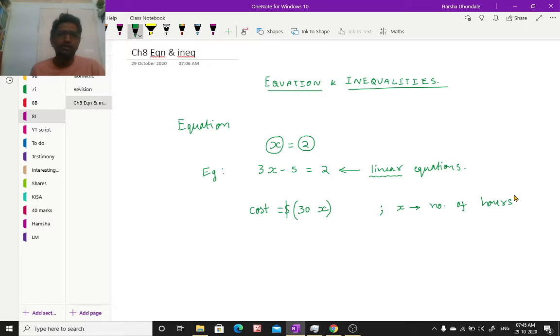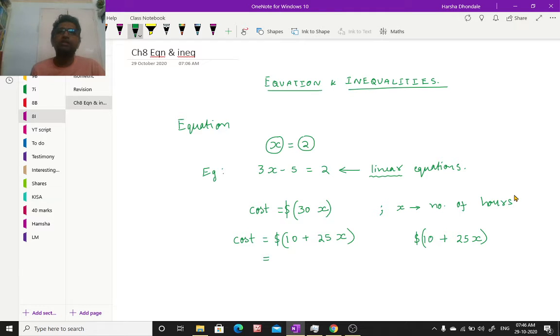That's how it is. Or I can change it slightly. If I say cost equals 10 plus 25x, these many dollars, then it means that his visiting charges are $10, and after that, for every hour of work he charges $25. So therefore I'm adding 10 plus $25 into the number of hours.